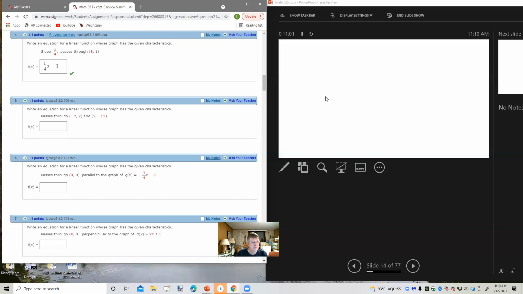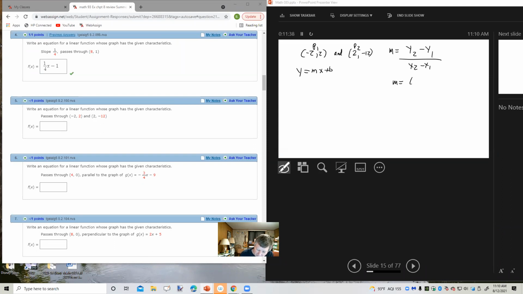Okay. Number 5, write an equation for a linear function whose graph has the given characteristics. It contains the points (-2, 2) and (2, -12). Well, again, I'm going to use y equals mx plus b. I need to find the slope given 2 ordered pairs, calling this point 1 and this point 2. The slope is going to be y sub 2 minus y sub 1 over x sub 2 minus x sub 1.